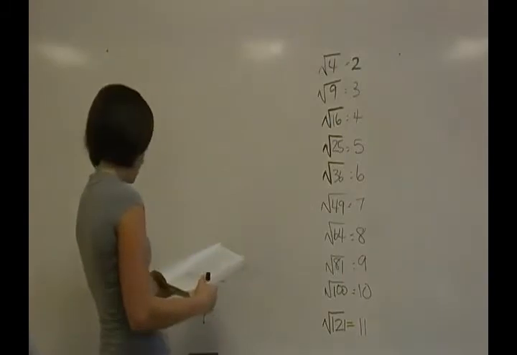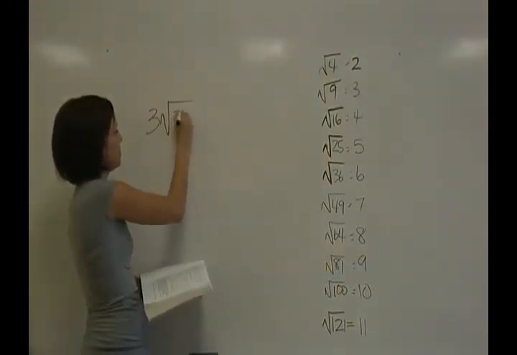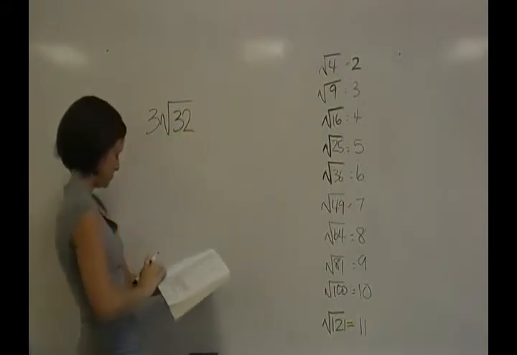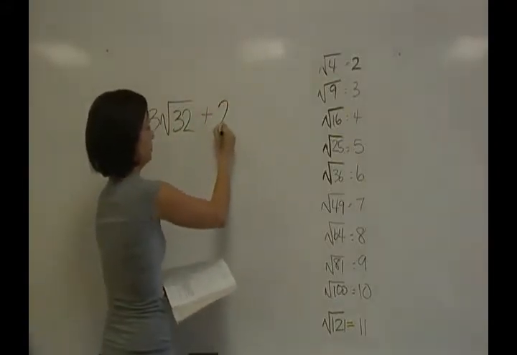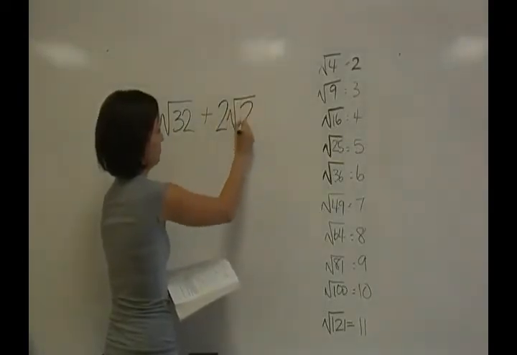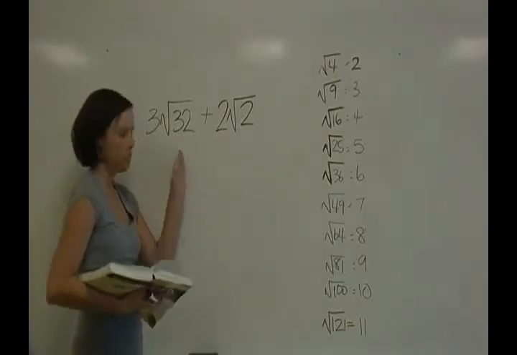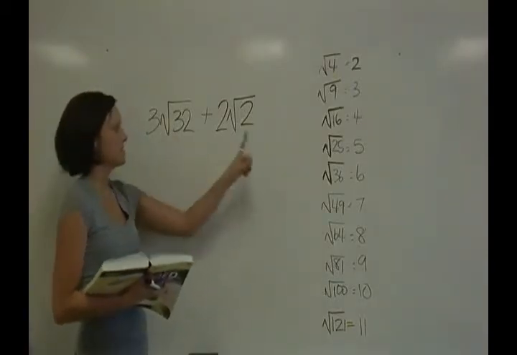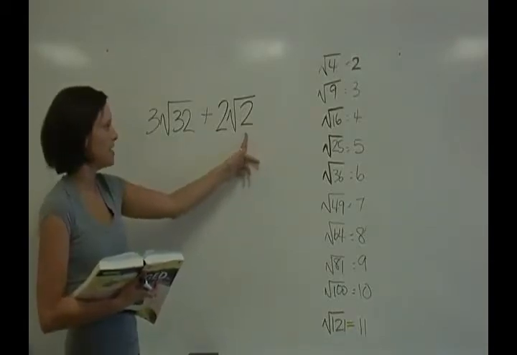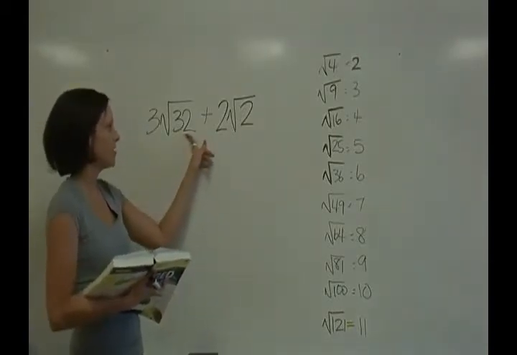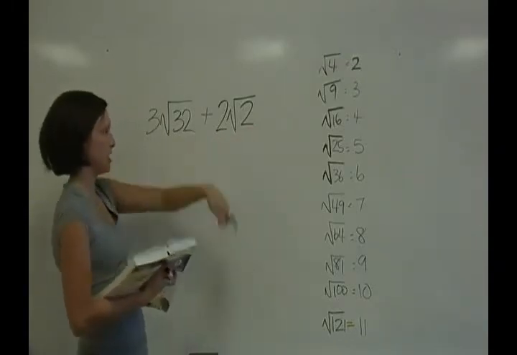Number 13, let's do this one together. We have 3 square root of 32 plus 2 square root of 2. So this is where it's going to become handy. Here, when you're adding and subtracting, your bases have to be the same. They cannot be different. So what we need to do is get this radical down to 2. That way we can add the whole numbers together.